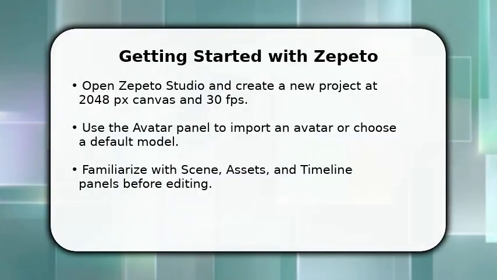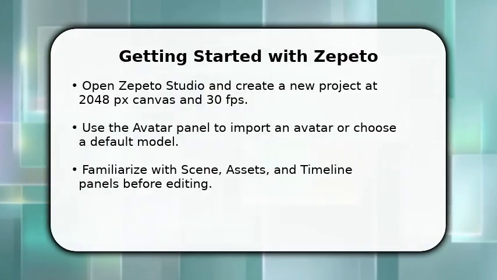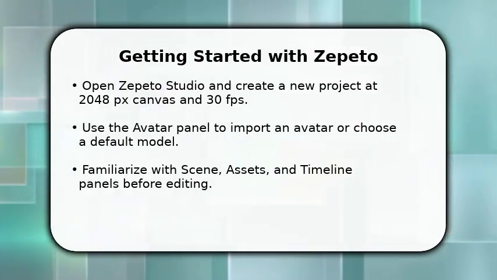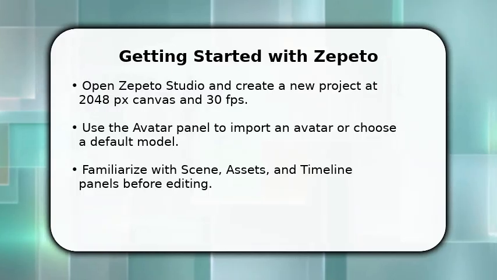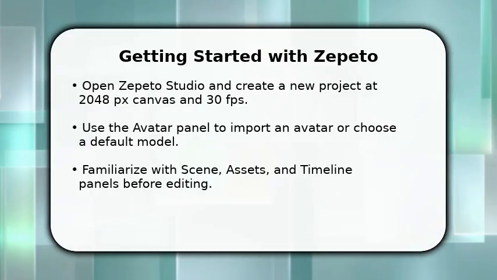Open Zepeto Studio and create a new project at 2048px canvas and 30 fps. Start by signing into your Zepeto account and choosing New Project. The interface shows Scene, Assets, Hierarchy, Avatar, and Timeline panels.